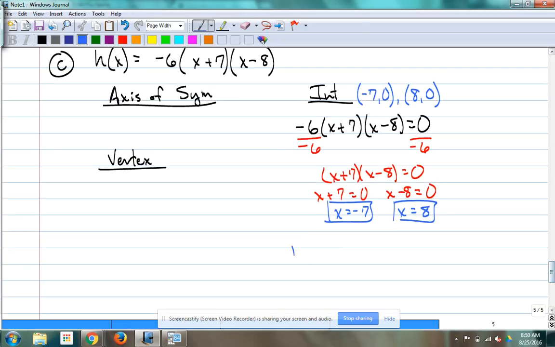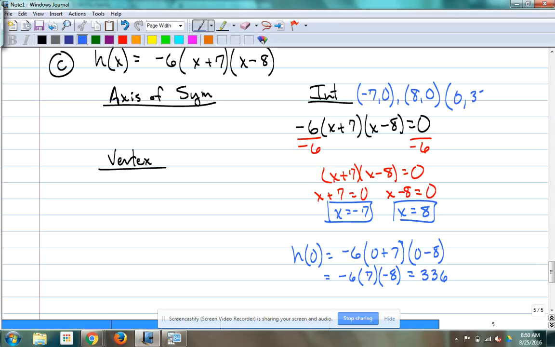The y-intercept is not quite as easy. We've got to plug in 0. But you end up with 0 plus 7 and 0 minus 8. And that's going to be negative 6 times 7 times negative 8. Let's see, that'd be 42 times 8, 336. So the y-intercept is at (0, 336). I'd hate to be relying on a graph to find my y-intercept there, because that's a huge graph.